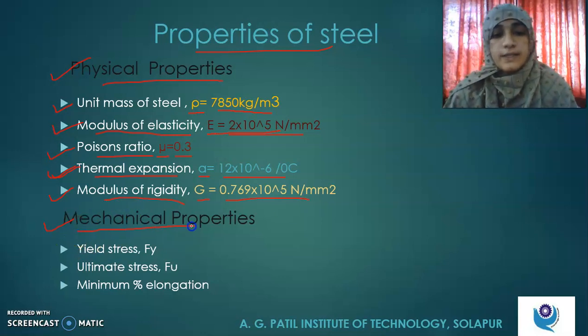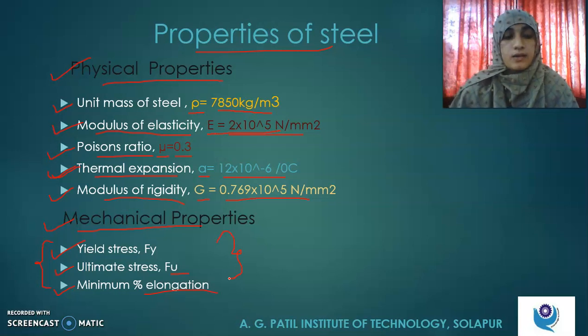Now we'll see the mechanical properties. These are the mechanical properties. Yield stress, it is denoted by Fy. Then next, ultimate stress, it is denoted by Fu. And minimum percentage elongation. Elongation denotes the ductility. These properties can be obtained by performing the tensile test. These are the important mechanical properties.